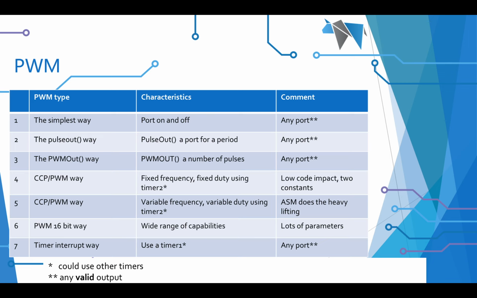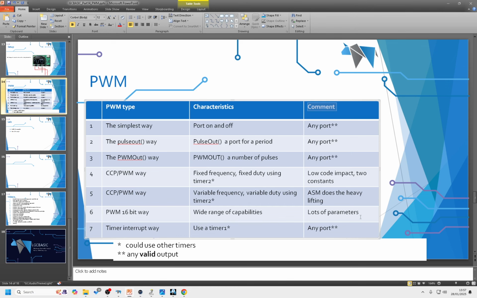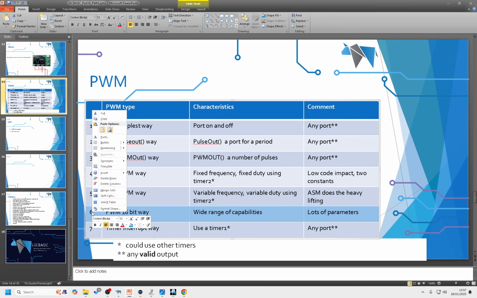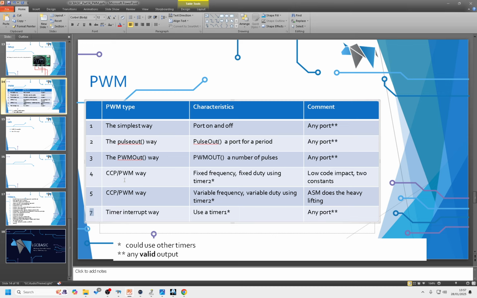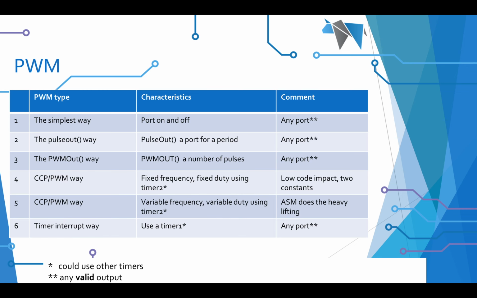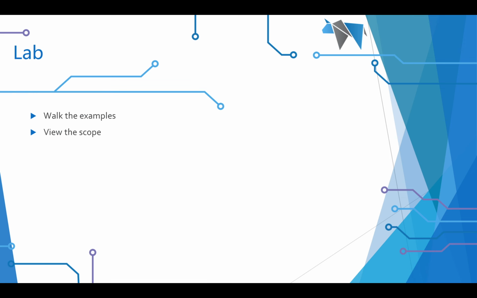PulseOut and PWMOut, any port. CCP, they have to be on the particular port specified in the data sheet. And I'm going to delete this row as well because that's the only right thing to do. There we go. The interrupt timer way, we're going to use a timer on any port. So we're going to see different methods. Let's walk the examples.